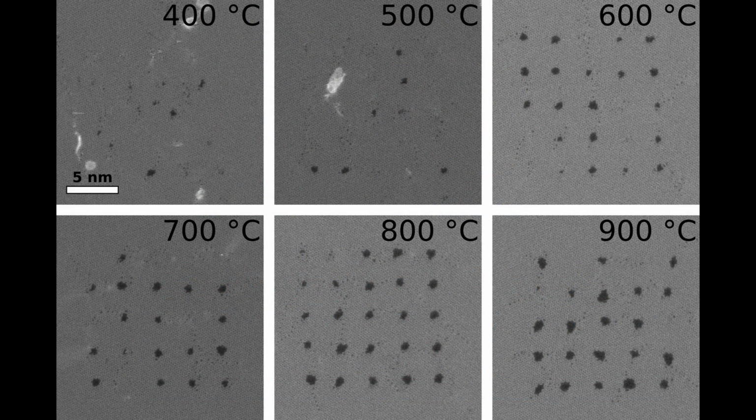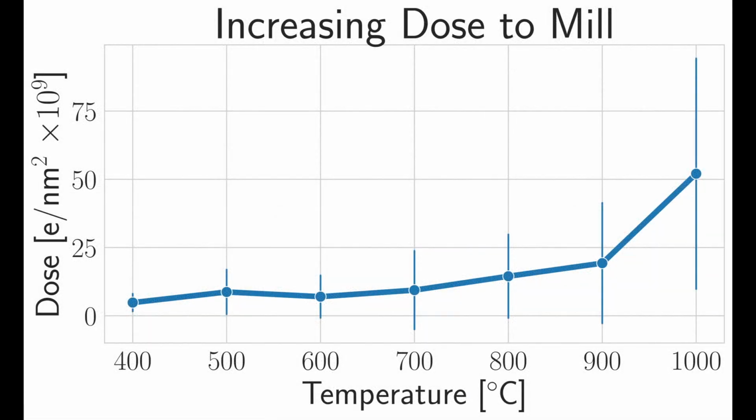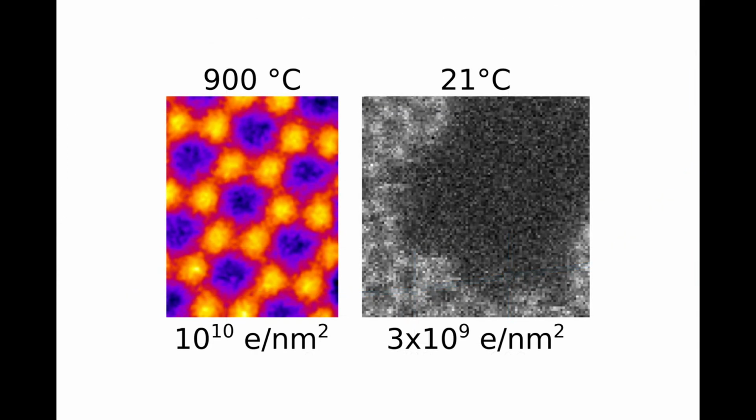We performed this milling procedure at various temperatures, and here we plot the average dose required to mill a hole. What is surprising is the unambiguous increase in dose required to mill a hole as the temperature increases. To get a better sense of this effect, here is a comparison of the perfect graphene lattice at 900 degrees after having been irradiated with 10 to the 10 electrons per square nanometer. In contrast, at room temperature, with about an order of magnitude less dose, the graphene is almost entirely gone.